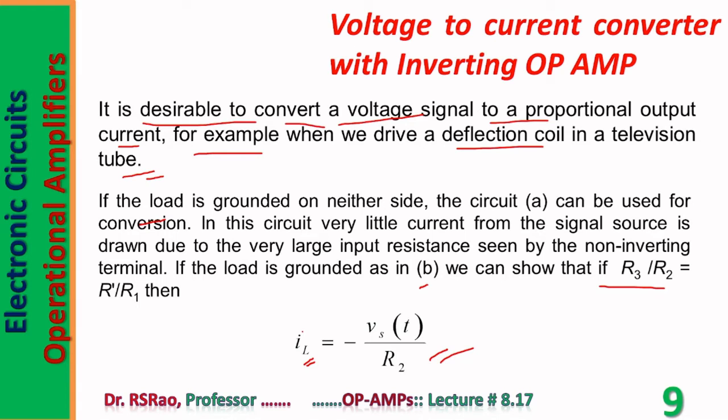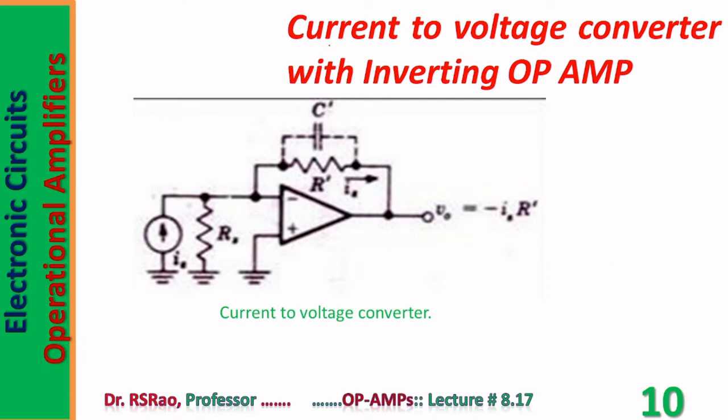So the current in the load is proportional to the voltage of the source. Voltage is being transformed into proportional current. It can also be used to convert current into voltage. The circuit is shown here. This is the current source.